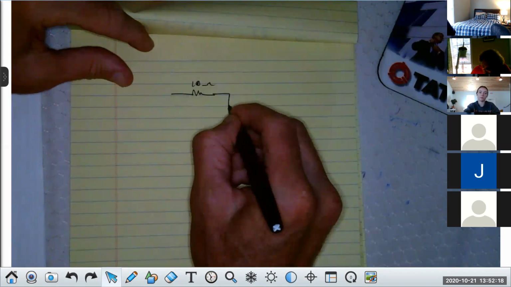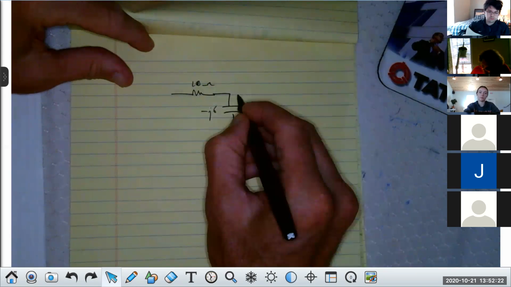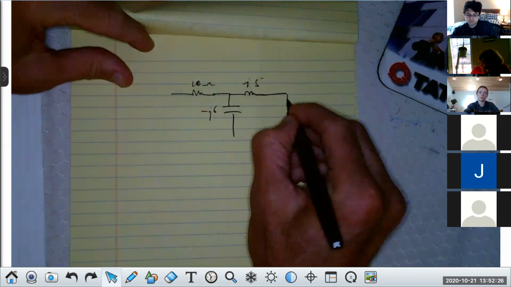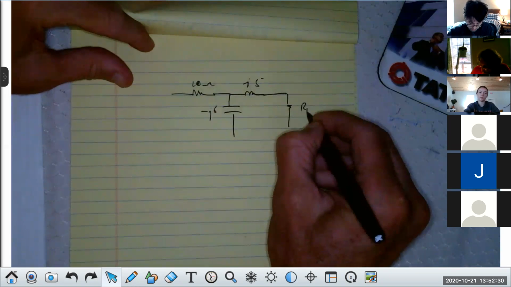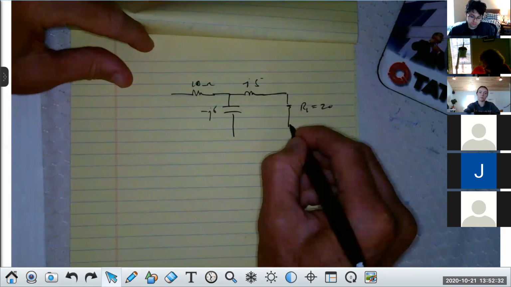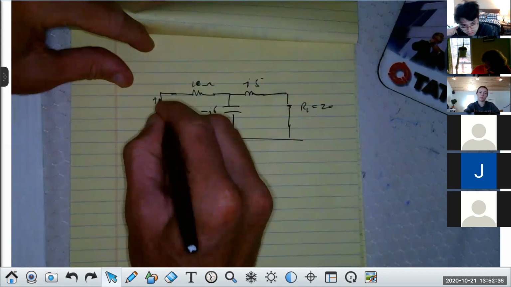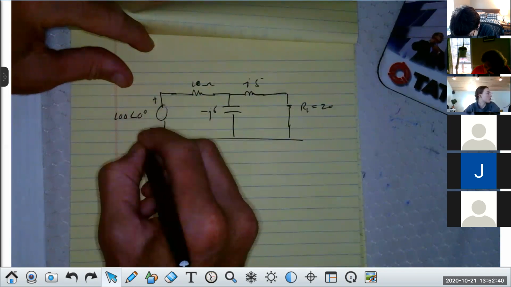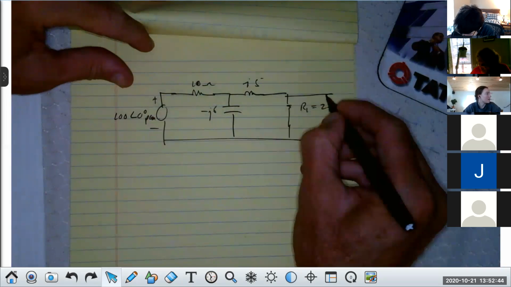I have a capacitor here, minus j6 ohms. I have an inductor here, j5 ohms, right? And then I have a resistor here, I call it R load, of 20 ohms. And I have a source. I'll make this 100 volts at 0 degrees, and make this peak, not RMS, okay? And what I want is the voltage here.